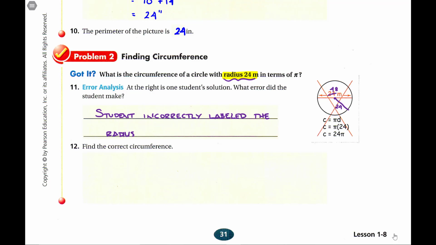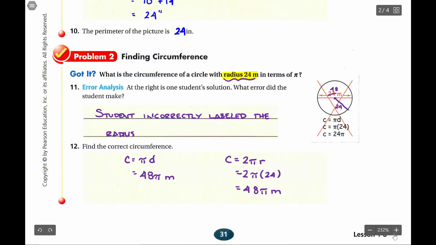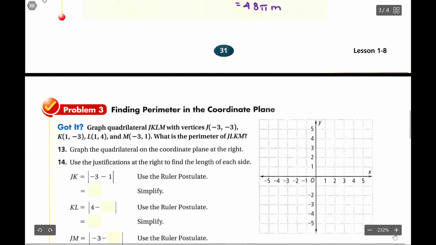All right, so find the correct circumference. If we use the equation circumference equals pi times diameter, we know that the diameter is twice the radius, so that would be 48 pi meters. Or we could do circumference is equal to 2 pi r. The radius is explicitly given to us as being 24 meters. 2 times 24, again, is 48. And we get 48 pi meters. So the error that the student made was they incorrectly labeled the diameter. They used the value for the radius as the diameter.